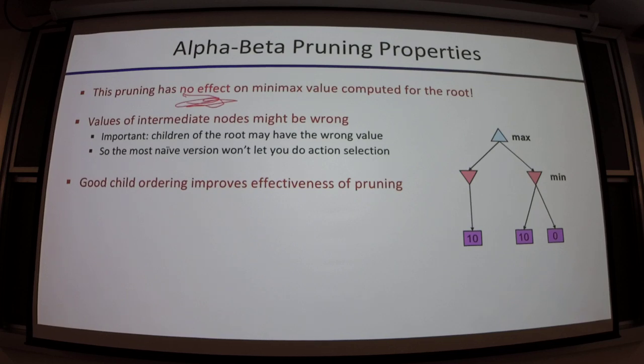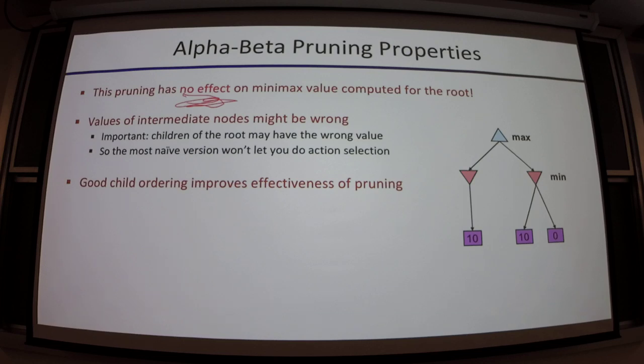So one thing that's important to think about is the ordering in which you expand your children, which can provide varying degrees of efficacy for your pruning. So if you're smart about how you expand children, your pruning is going to be a lot more efficient. When we start talking about learned function values, when we're estimating, in the case where trees are too deep, this becomes really important. Yes? What do you mean by children of the root may have the wrong value?